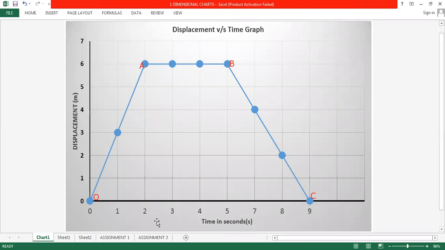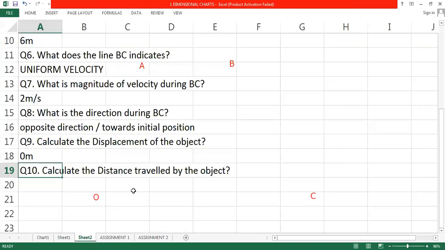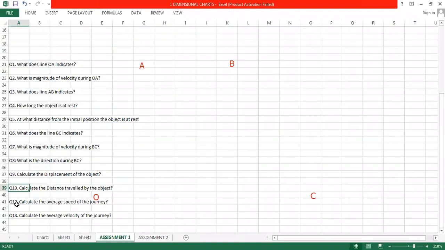You will find that the object started from 0, it traveled 6 meters, then it stopped there for 3 seconds and then again came back. How much? Again 6 meters. So 6 plus 6, how much is the distance traveled? The distance traveled is 12 meters. Understand? But how much is the displacement? The displacement is 0. Okay.